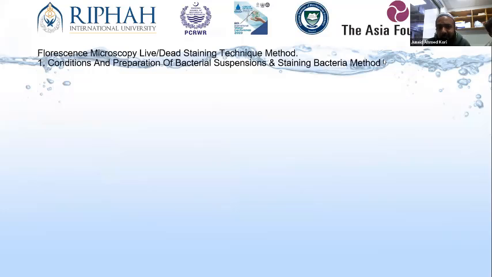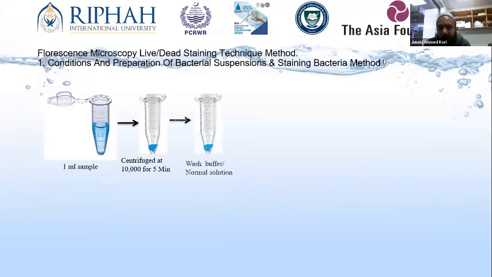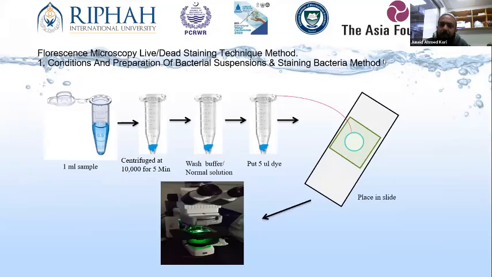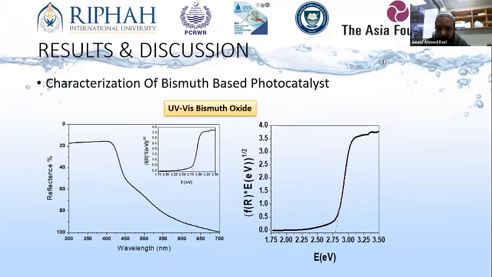The second thing that we have covered is that through fluorescence microscopy, we can observe how the bacteria are dead or alive at different times and how effective and efficient the material is. So first, we have to characterize the prepared photocatalyst material, that is, whether the synthesized material is okay for further characterization or not.